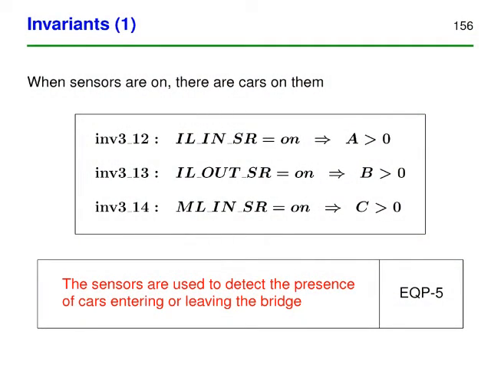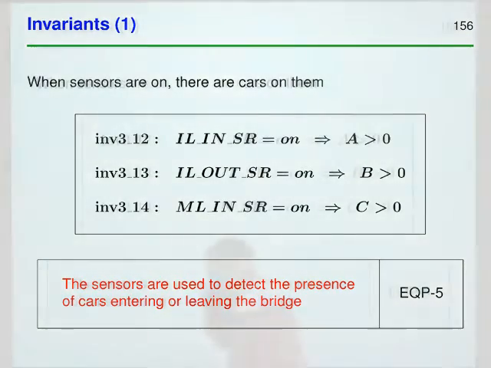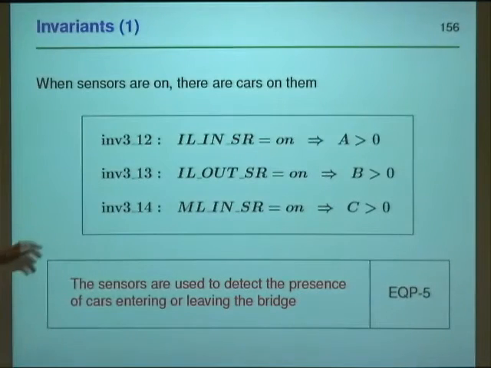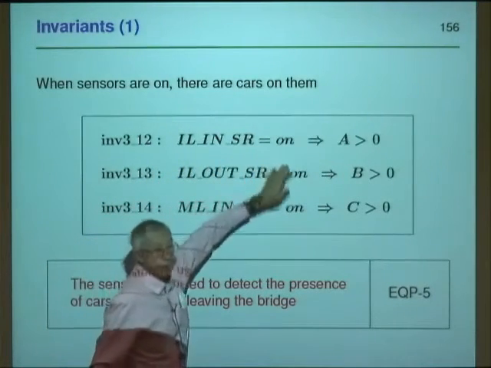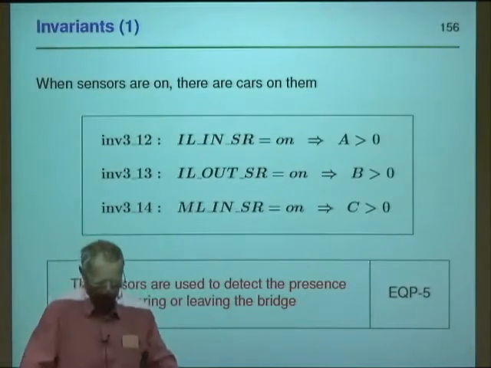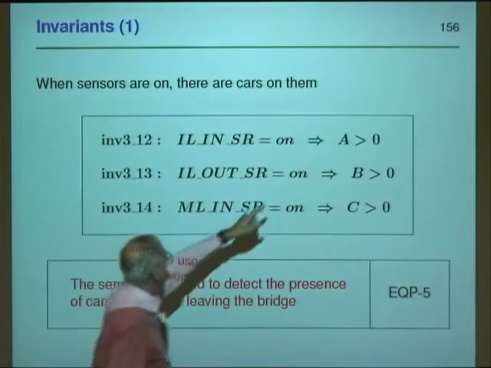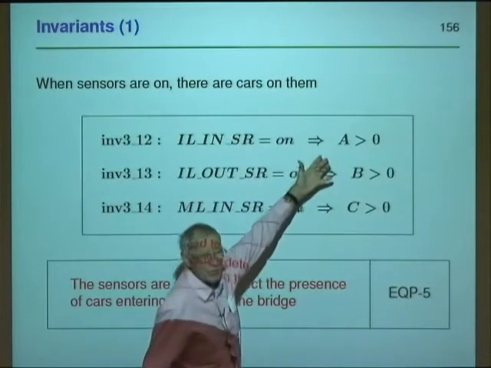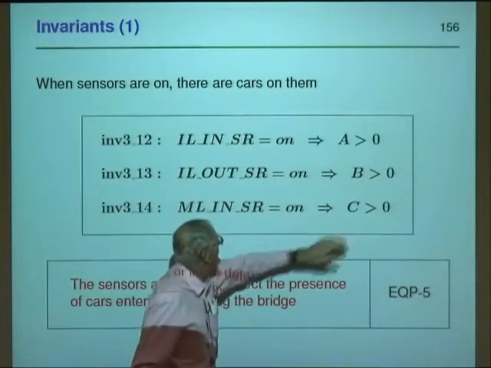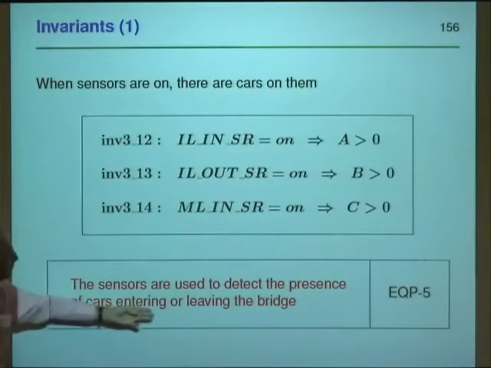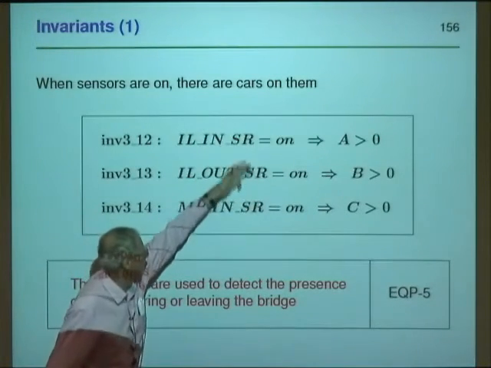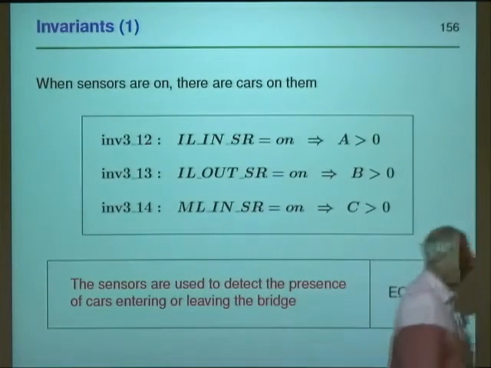And then we start to figure out some invariants. If the sensor IL in is on, so there is a car on the sensor, then big A is positive, of course. Here big B and here big C. And this takes care of this. The sensors are used to detect the presence of cars entering or leaving the bridge. So we have these three invariants here.